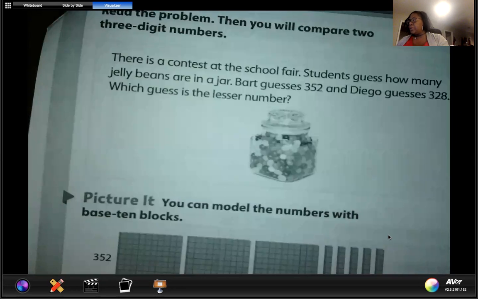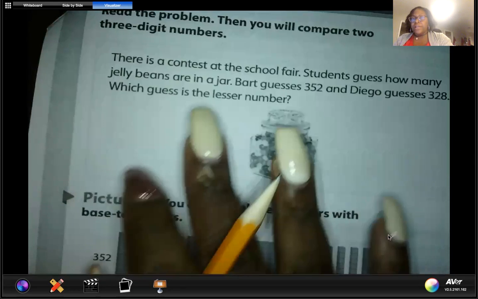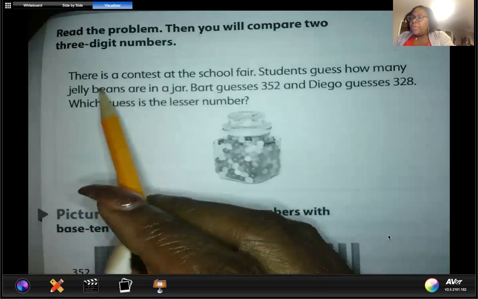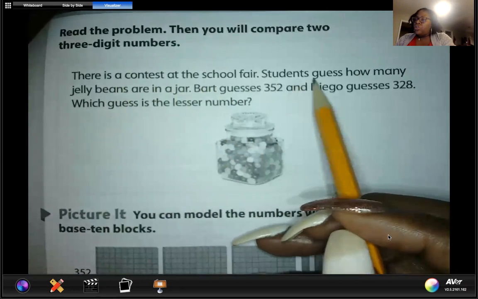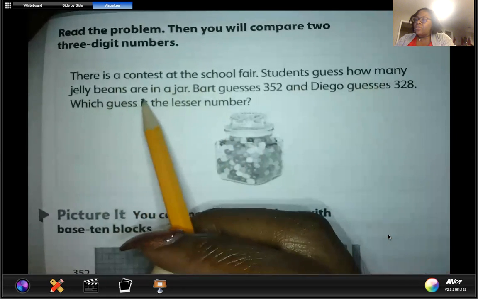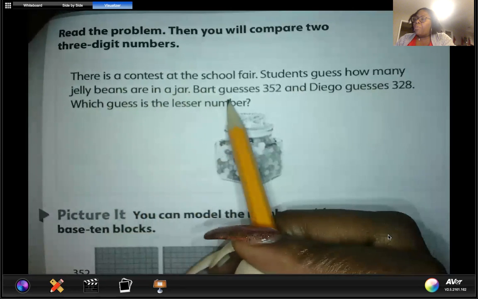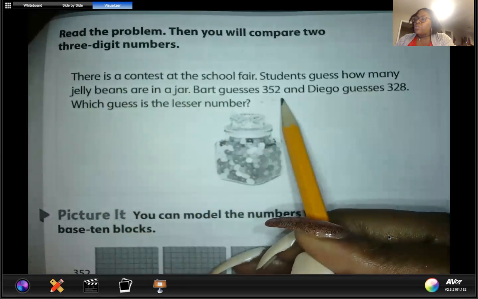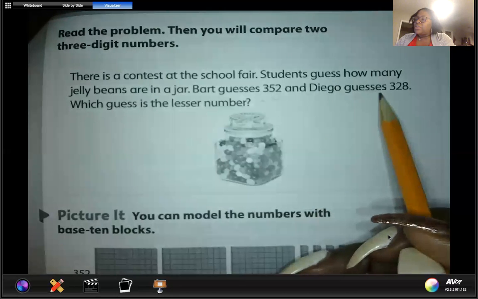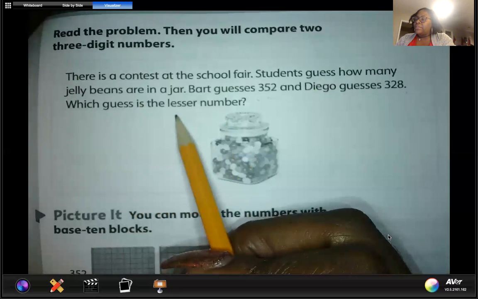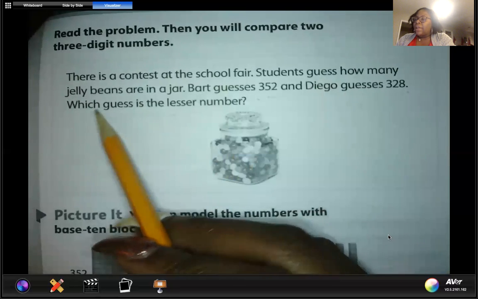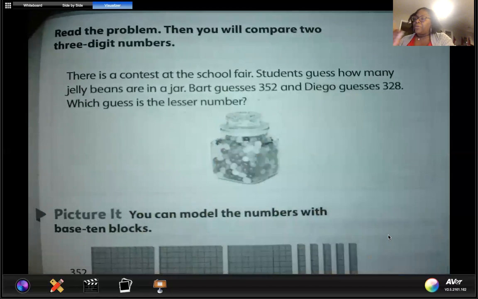Okay, it says read the problem, then you will compare two three-digit numbers. So let's read the problem. There is a contest at the school's fair. Students guess how many jelly beans are in the jar. Bart guesses 352, and Diego guesses 328. Which guess is the lesser number?